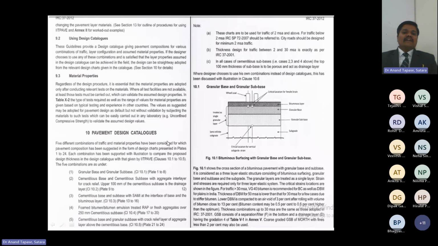Well, pavement design catalogs. Pavement design catalogs are based on these five terminologies. The first one, that is figure 10.1, is showcasing the granular base and granular surface. I'm not showing you any rocket science. It is available in the IRC 37 guidelines, which are available free of cost on your Google search engine. Just type IRC 37 2012. You'll get the PDF from various sources.